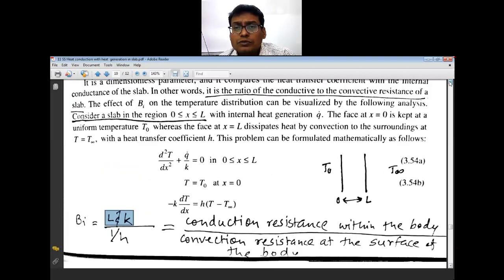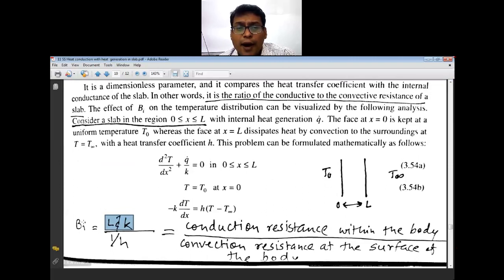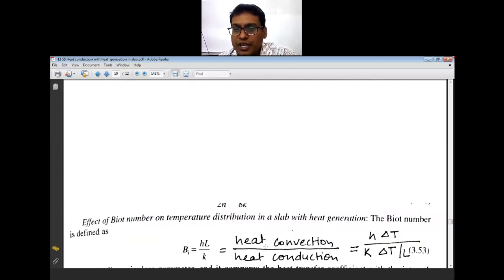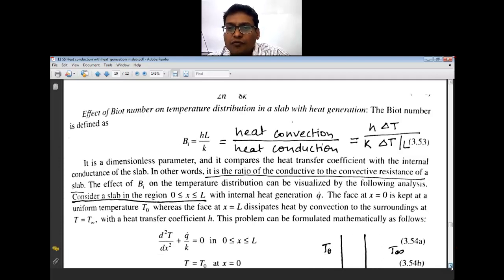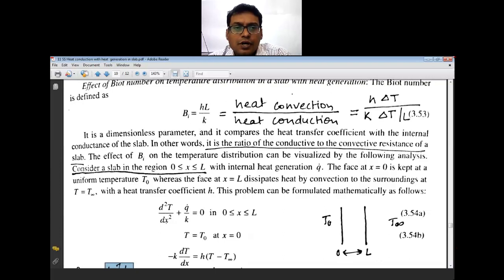So the second definition of Biot number is in terms of resistances, that is the conductive resistance upon convective resistance, and in terms of heat transfer rates, that is the heat transfer by convection upon the heat transfer by conduction, and resistances are 1 upon that. The effect of this Biot number on temperature distribution can be visualized by the following analysis.